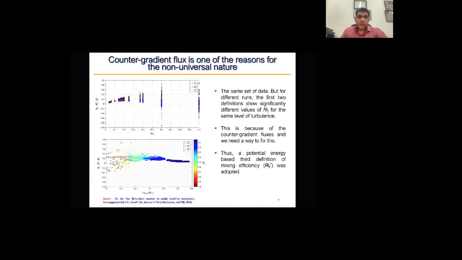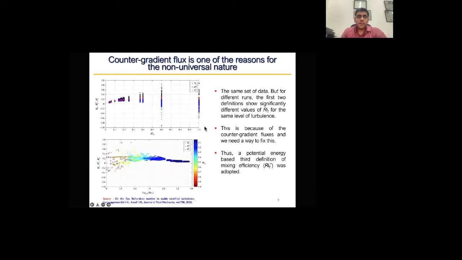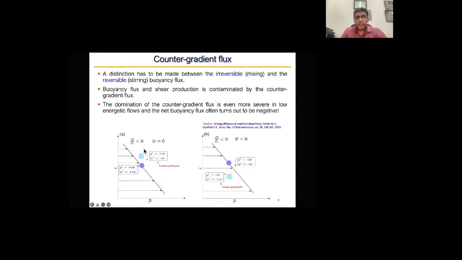One of the reasons why this RIF of 0.17 is not a universal value is the presence of counter-gradient flux. Before I go ahead, let me explain what counter-gradient flux is. Counter-gradient flux is when you take a denser parcel and move it up into a lighter fluid, and its tendency is to automatically come back down without mixing. So it is an adiabatic and reversible process which will just come back down. Or if you take a lighter parcel and move it down, it will automatically come back up. Okay.